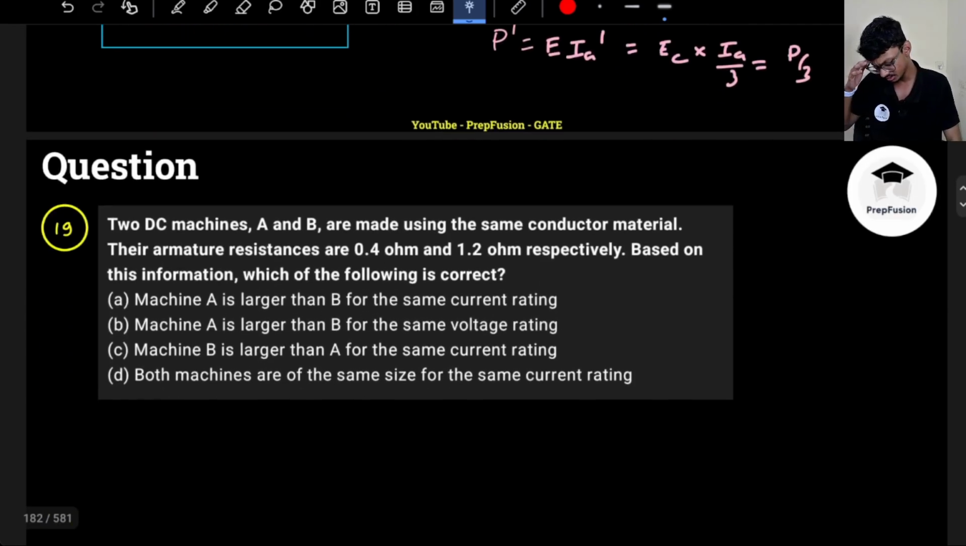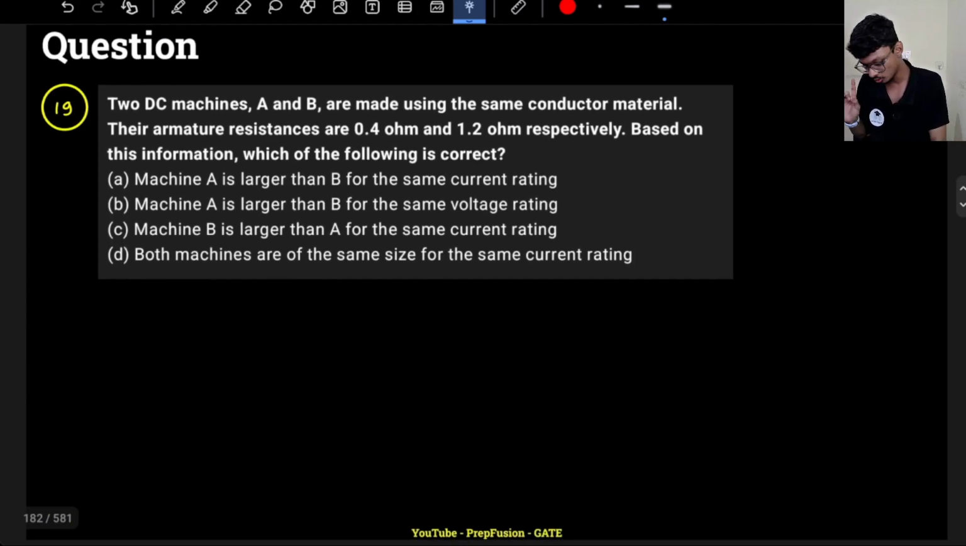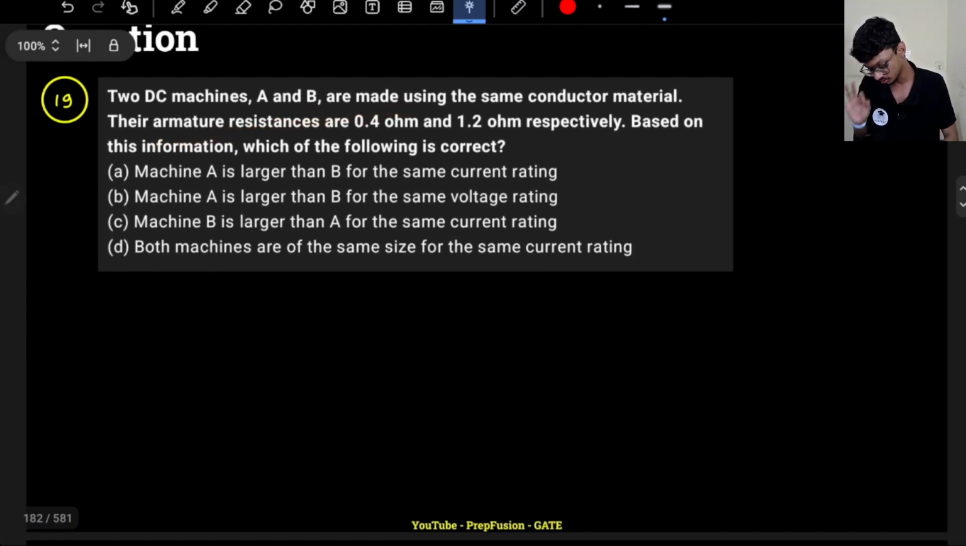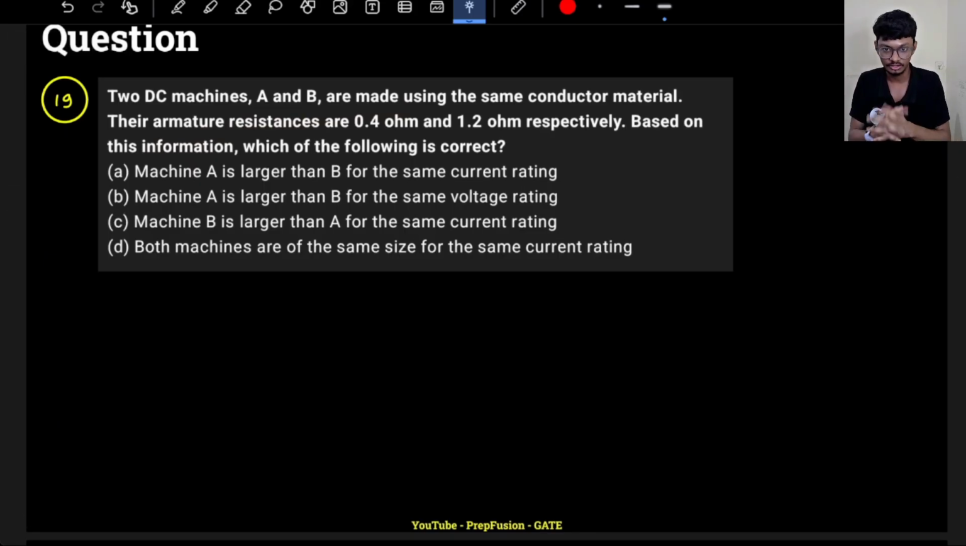I want to leave this one as homework: there are two DC machines. You try these questions by yourself with whatever knowledge we have gained in this lecture, and I will solve this question in the next lecture. I hope you have enjoyed this.